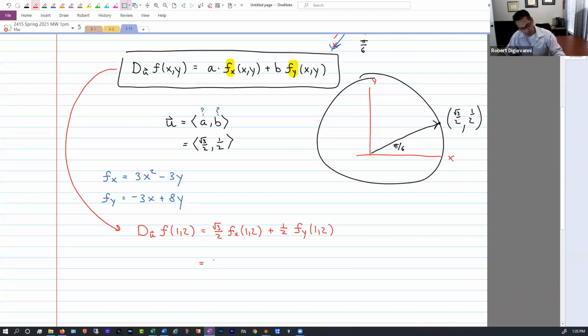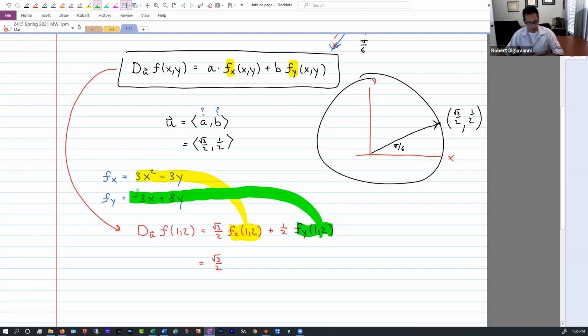And now I just start plugging things in. So root 3 over 2, and then to figure out what the partial of f with respect to x is at 1, 2, I plug 1, 2 into that. And to figure out what the partial of f with respect to y is at 1, 2, I plug it into that. And that should just give me some numbers. So can someone tell me what this first number is? What do we get there?